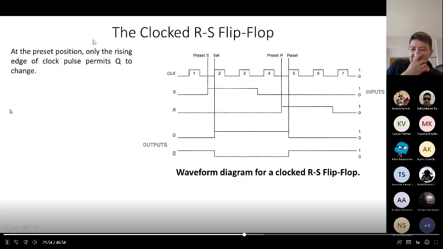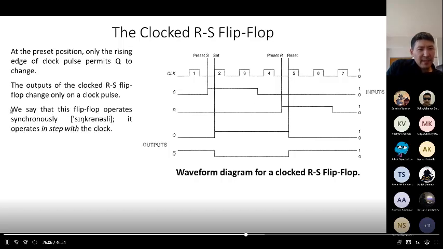Maybe it seems a little confusing, but if you think about it and do the lab work, I think it will be clear. What you should know here is that there is a preset position. For example, when we change set from 0 to high, it is a preset condition. Why? Because next it will wait for the signal from the clock. Then the clock permits the change of Q.